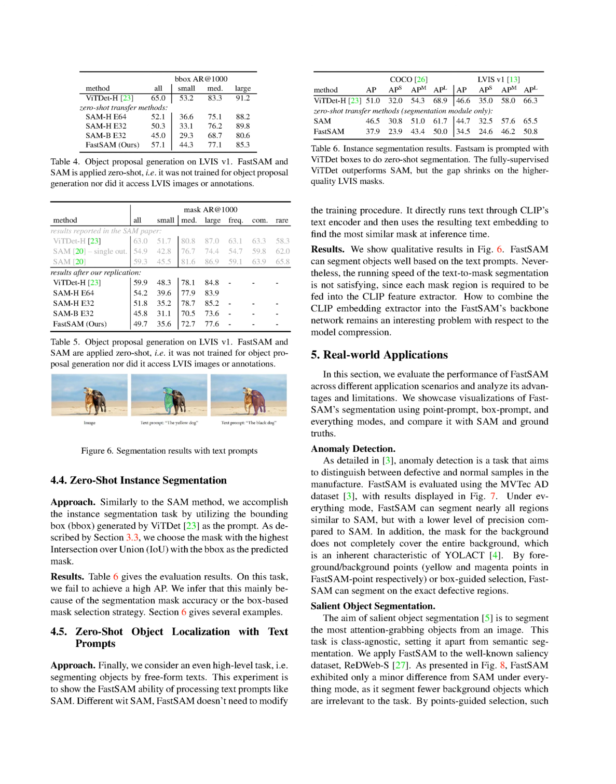Section Summary. The instance segmentation task is accomplished by using the bounding box generated by ViTDet as the prompt, and selecting the mask with the highest IoU with the box as the predicted mask. However, the evaluation results show a low AP, which may be due to segmentation mask accuracy or the box-based mask selection strategy. Additionally, the FAST model can segment objects based on text prompts, but the running speed of the text-to-mask segmentation is slow, and integrating the CLIP embedding extractor into FAST's backbone network is an interesting problem for model compression.